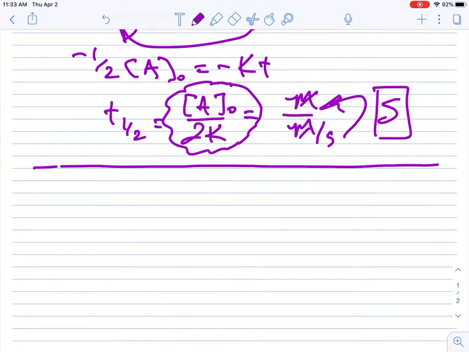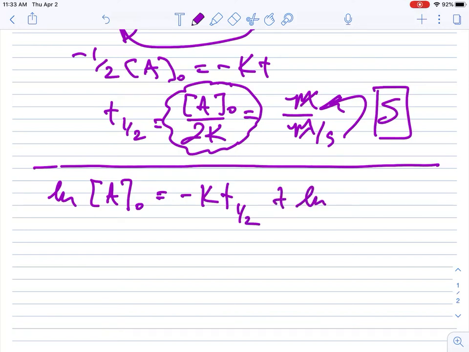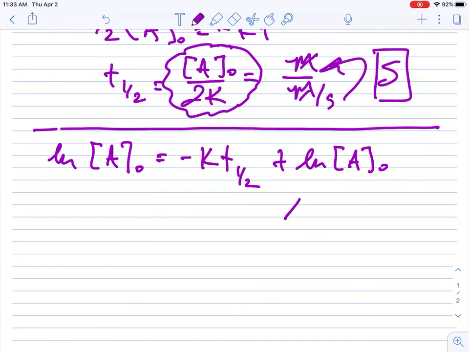But now let's talk about first order reactions. Now the math here gets a little bit weird. For first order, you have the natural log of A, which at the half-life is going to equal negative kt, with a little half-life subscript to indicate we're talking about half-life, plus the natural log of A naught. So we're going to make this simple. We're going to let the initial concentration of A be 1. We could let it be anything, 10, 20.